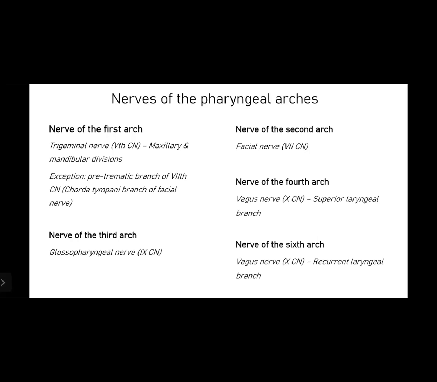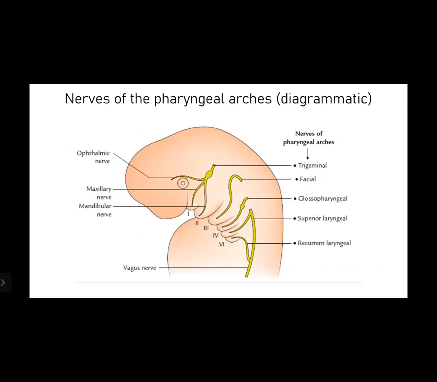Okay, right. The second arch is the facial nerve. Third is glossopharyngeal. Fourth is the vagus, which is the superior laryngeal branch, and the sixth is the recurrent laryngeal branch. Okay, so these are things they could ask as exceptions in the exam, so you must be prepared.